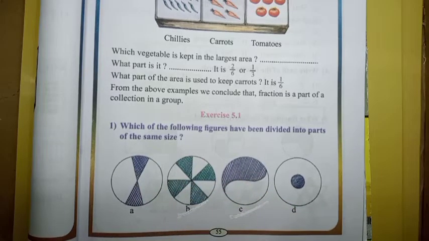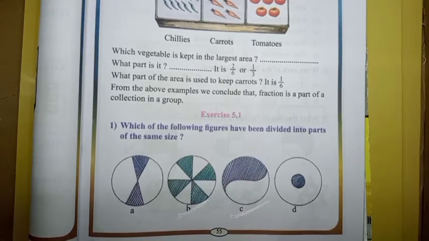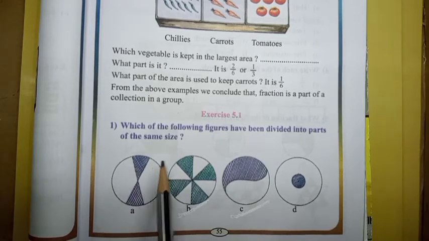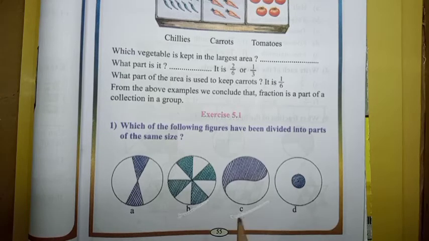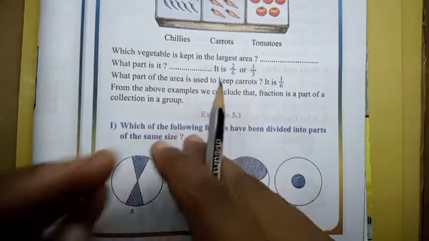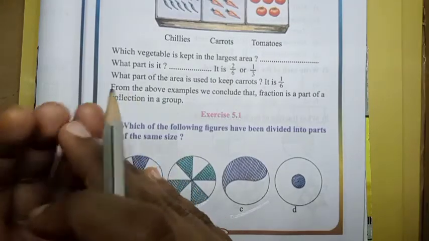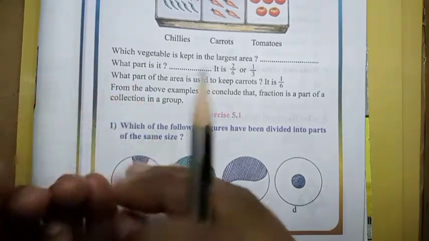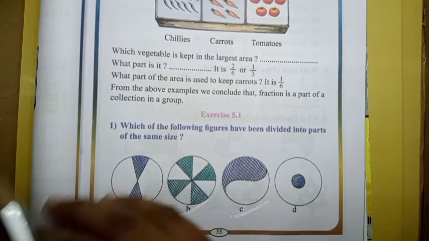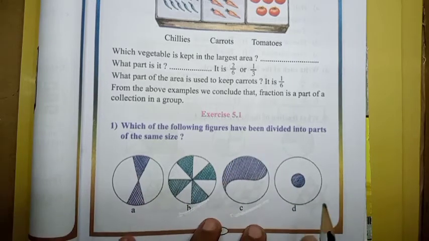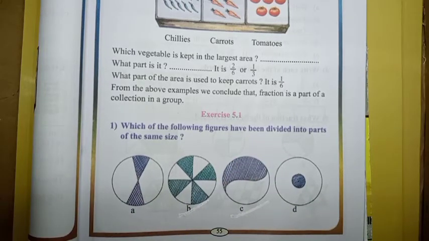Okay, so exercise 5.1. First question: which of the following figures have been divided into parts of the same size? See, children, as we discussed before, any fraction is a part of a whole, where the whole is divided into equal parts. Then only it can be represented by fractions, right? It means it must be divided equally. So they are asking which of the following figures have been divided into equal parts.